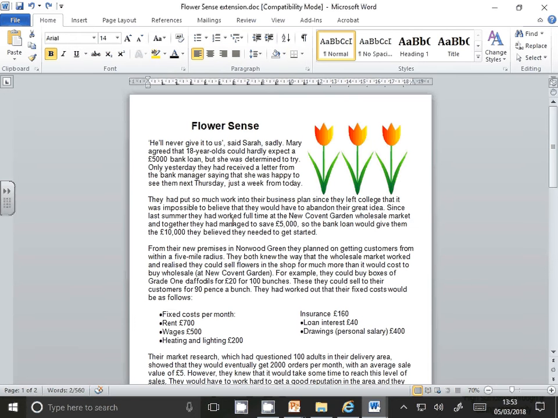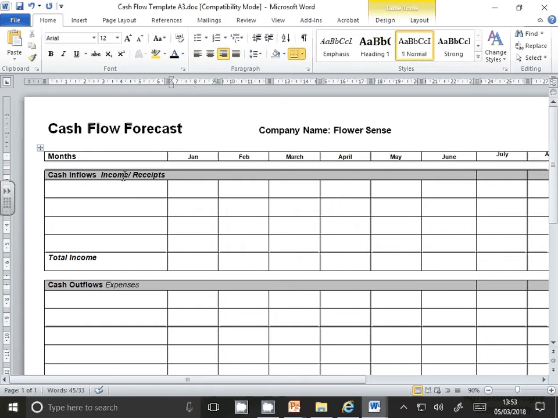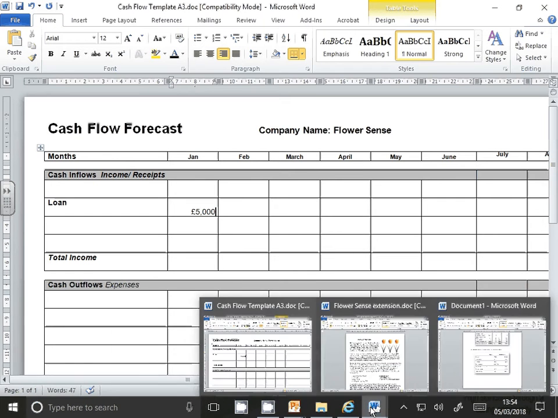Now they're hopefully going to get a bank loan for £5,000 as well, so that will come in as a cash inflow in that first month. So if I go back to here again, I'm going to put it on this second row here, you'll see why in just a second. So the loan is going to be £5,000, like so.